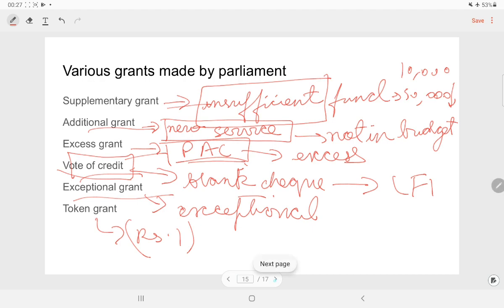Okay, so now moving on from the exceptional grant and all these grants, we will come across different funds. From the starting of this lecture I have been telling about the CFI, and now I have told about the PAC. So what are all these? Consolidated Fund, Public Account Fund and Contingency Fund. So we will now discuss that.